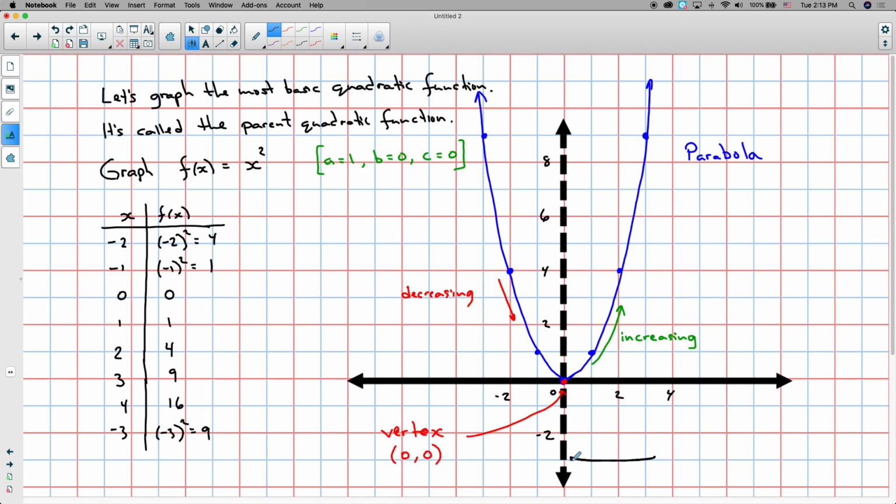This line is called the axis of symmetry. It's the line you fold over, and then the legs of the parabola land on one another. So this point folds over to that one, and this point folds over to that one. They all do. And likewise, this one folds over there. Okay, so this is the line that the parabola is folded over, and it's called the axis of symmetry.